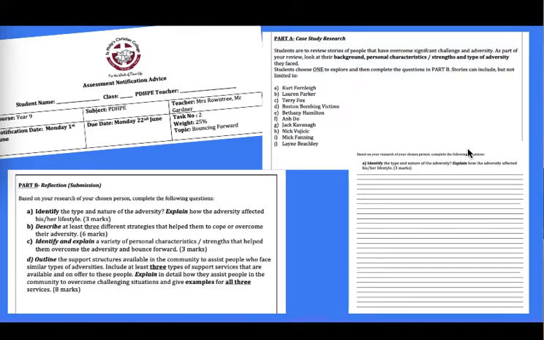I have this photograph here because I wanted to highlight to you that the PDHPE staff have given you a scaffold to help you answer these questions. By providing you with lines, they're telling you how much they expect you to write for a question. So for identify the type and nature of the adversity and then explain how the adversity affected his or her lifestyle, which is part B, section A, it's worth 3 marks, but they're expecting you to write almost a page for that. So that can be used as a guide when you're completing the assessment task and breaking down these sections so you know roughly how much you should be writing about.